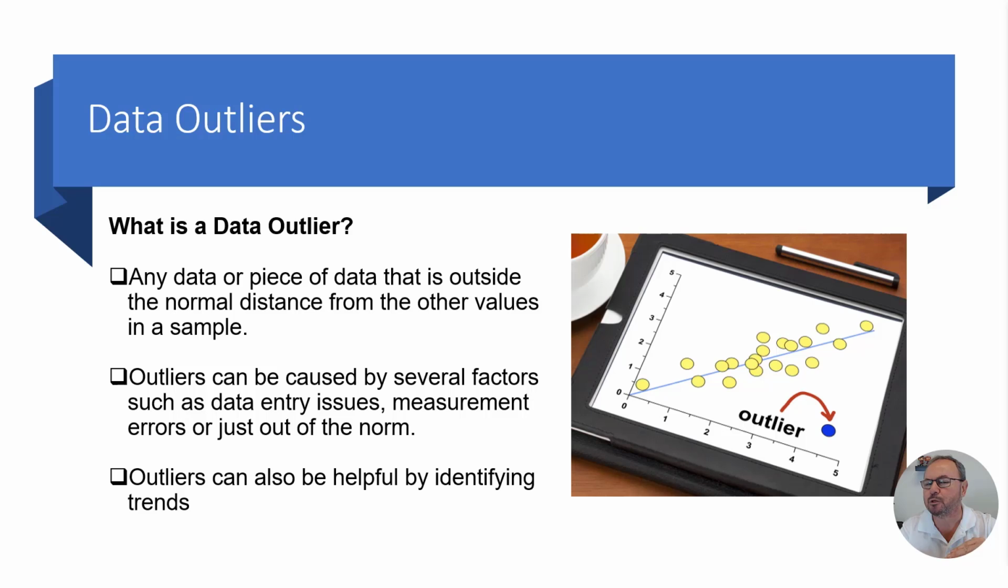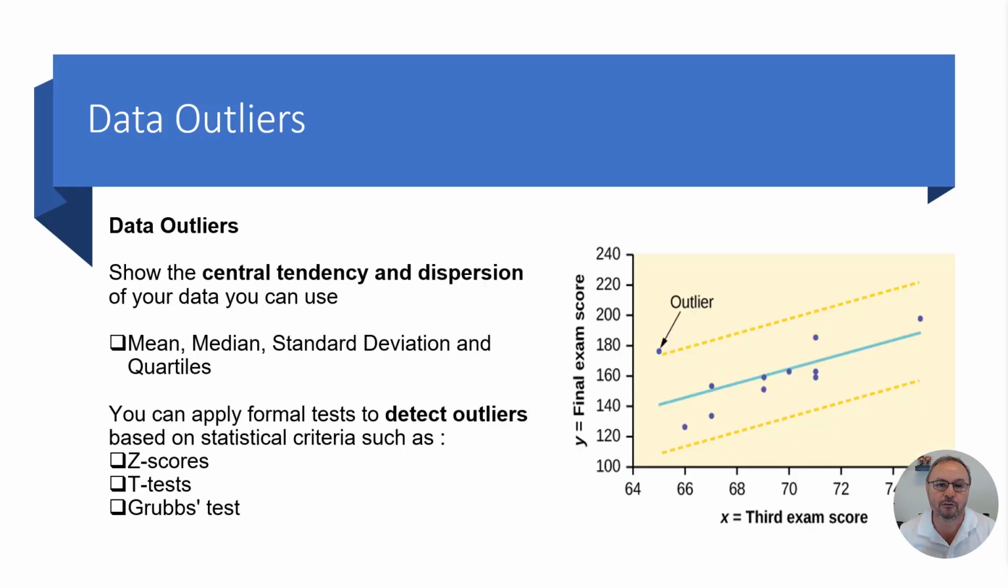But we wouldn't expect someone to be 4'2", let's say. Okay. Outliers can be caused by several factors, such as data entry issues, measurement errors, or something that's just out of the norm. So maybe there is someone on the team that is 4'2", right? Who knows? These are things we want to look into. Now, the goal of outliers can really be focused on helping us identify trends in our data.